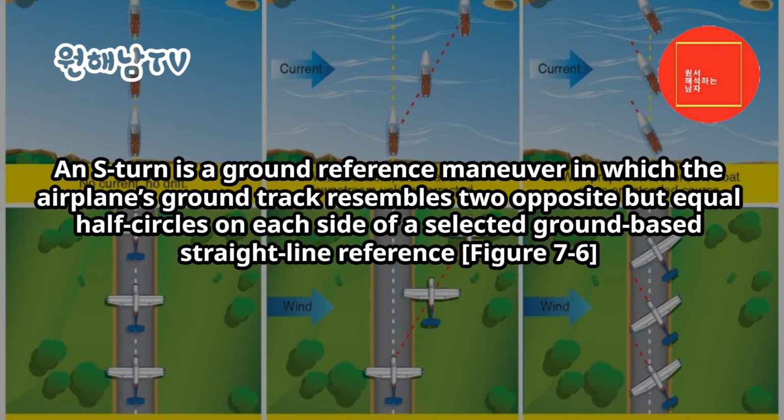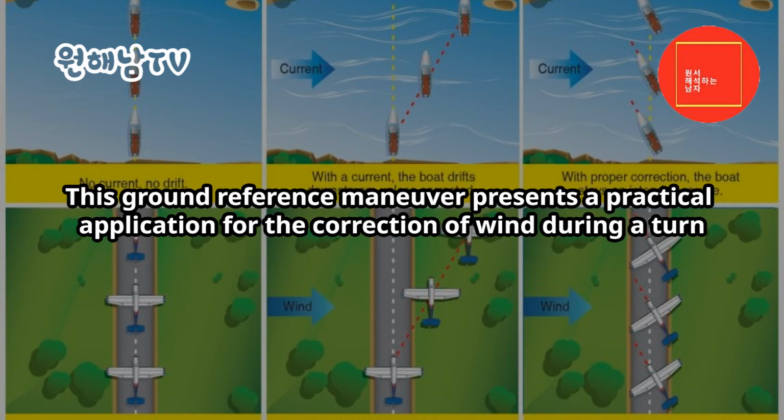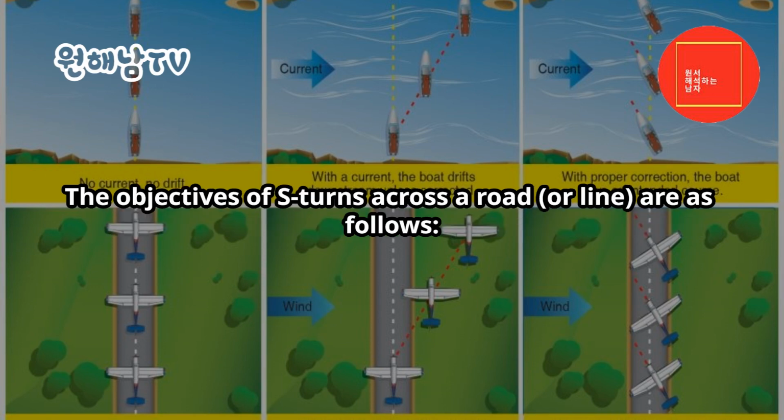S-turns. An S-turn is a ground reference maneuver in which the airplane's ground track resembles two opposite, but equal half circles on each side of a selected ground-based straight line reference. Figure 7-6. This ground reference maneuver presents a practical application for the correction of wind during a turn. The objectives of S-turns across a road, or line, are as follows.